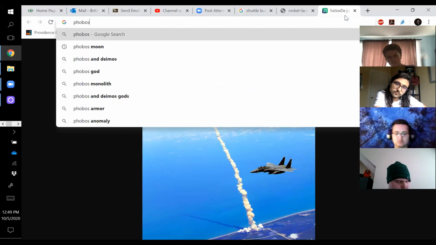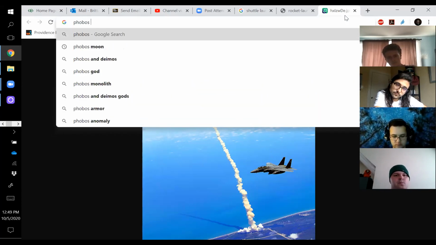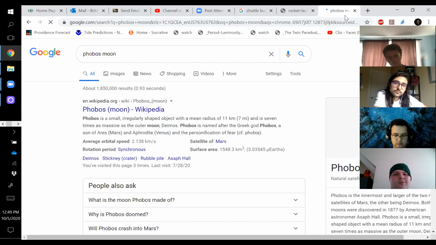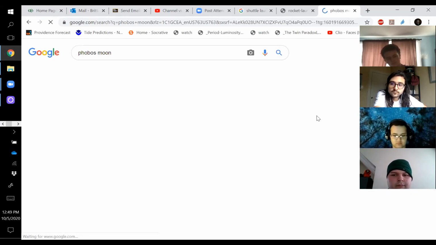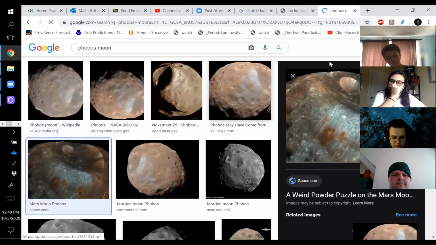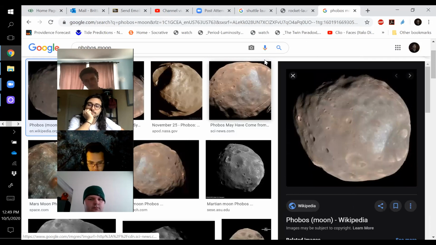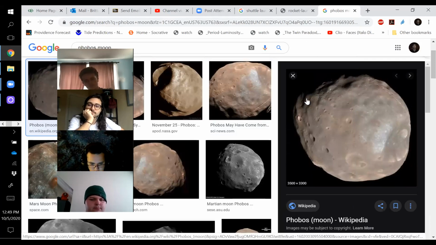Actually, I think it's not Phobos, but Deimos. Well, I'll show you a picture of Phobos because I don't have a good picture of Deimos. Here's one of Mars's natural satellites. It kind of looks like a big old captured asteroid. It's called Phobos. Phobos is really small. It's maybe 12 or 13 kilometers across. So it's a very small asteroid-like moon.